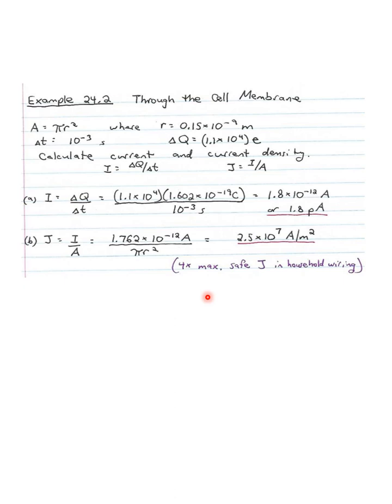And by the way, 25 megaamperes per meter squared is about 4 times the maximum safe current density in typical household wiring.